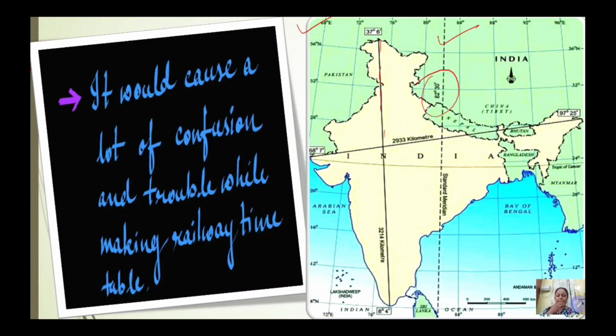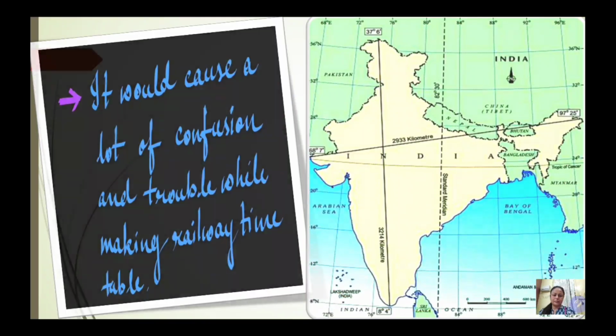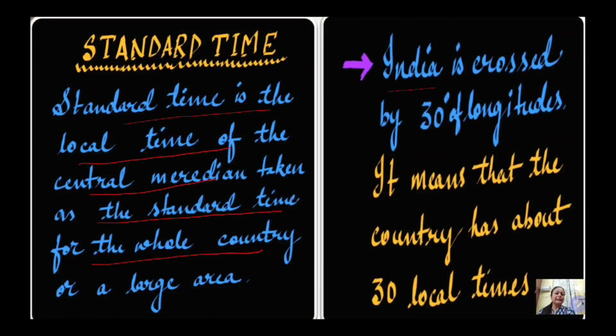So this longitude also has a local time. The local time of 82.5 degree east is the standard time, means whatever is the local time of this longitude is followed all over the country. Now students, if you are still confused, then let's understand more. India is crossed by 30 degrees of longitudes. It means that the country has about 30 local times.